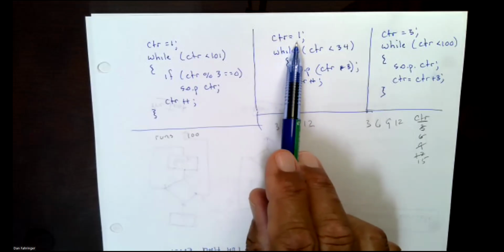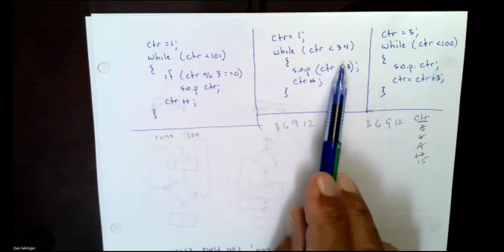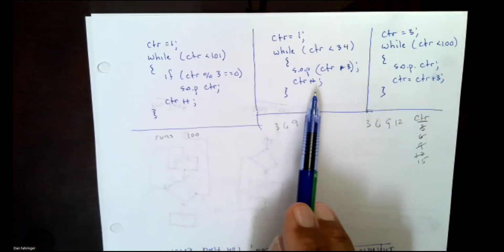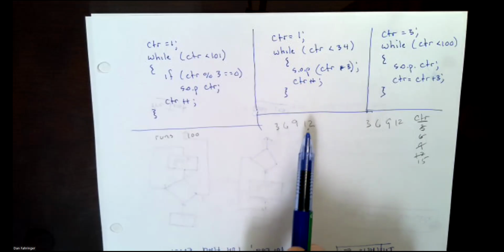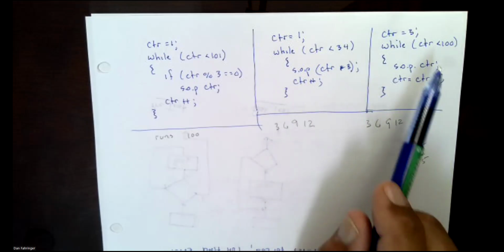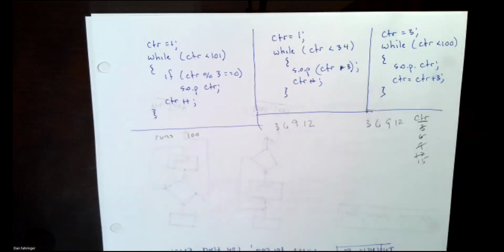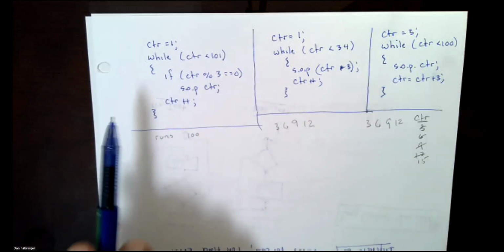Here I started it at 1, and when I print it out, I multiply. So 1 times 3 is 3, then it becomes 2. 2 times 3 is 6, then it becomes 3. Okay, there was another way to do it. Here's another way to do it. Instead of multiplying by 3, I added 3 each time. Lots of different ways to solve stuff.